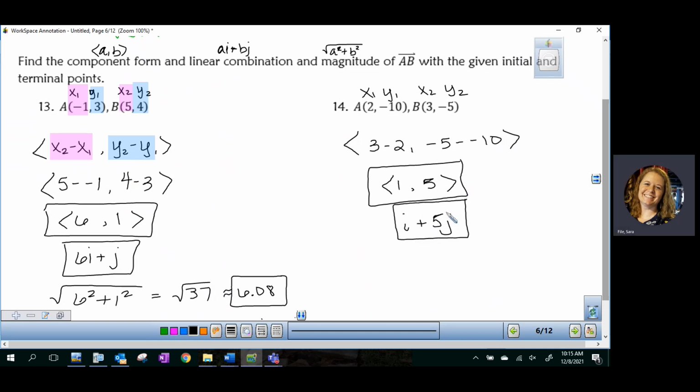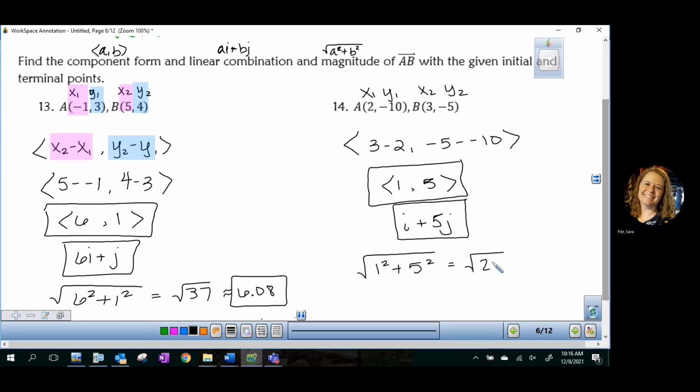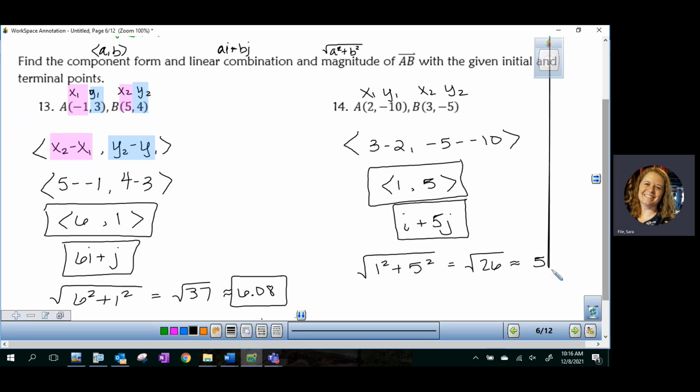You do not need to write the 1 in front of the i there for linear combination. And then for magnitude, it would be 1 squared plus 5 squared. That's 25 and 1, so that's the square root of 26. Okay, you can't simplify that radical any, so you can just leave it as square root of 26. If it was a free response and you were to give an answer as a decimal, that would be 5.099. So if you're going to hundredths, the 9 rounds up to a 10, so it's 5.10.